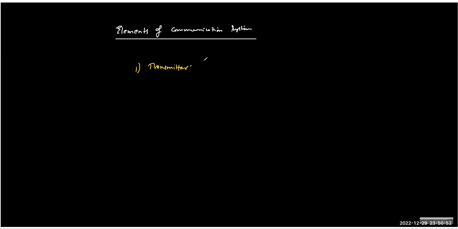So the transmitter is basically made of a few things. It will have a transducer, and it will have some electrical circuit. Of course, you can say it will have some semiconductor circuit also, but that all comes under electrical circuit. It will have an antenna, of course. So all these three are part of the transmitter. Then again, we have the communication channel.